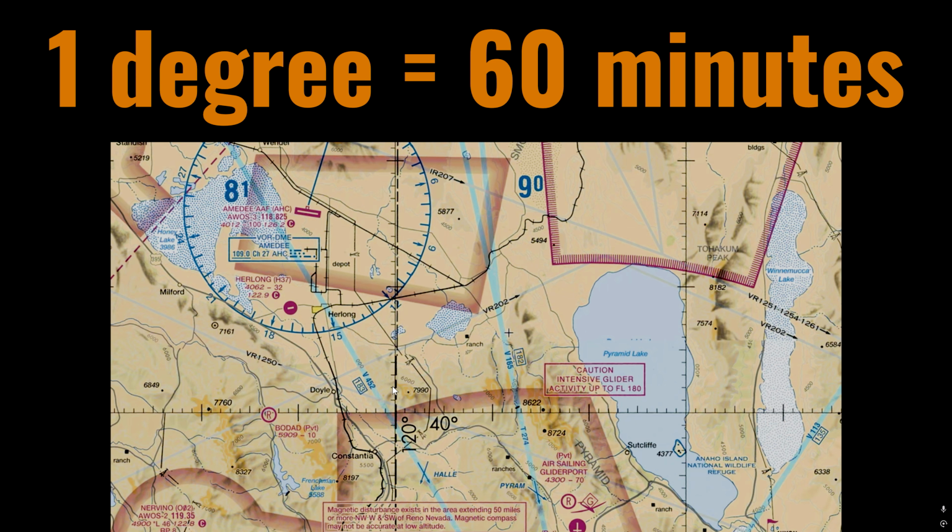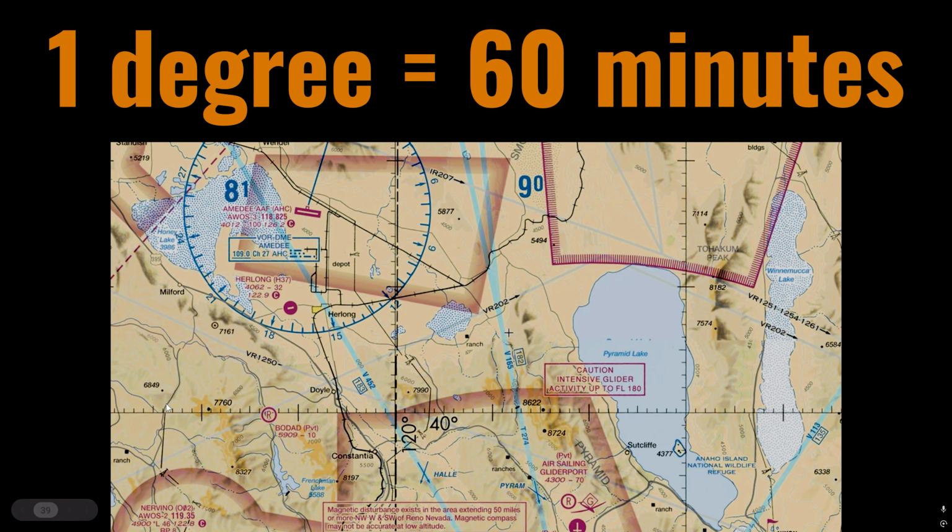Now, along those lines are individual tick marks. Each small tick mark represents 1 minute, and the medium-sized tick marks are going to be every 5th minute, and the larger-sized tick marks are every 10th minute. Now, if you're counting degrees, 60 of those minutes equals 1 degree.